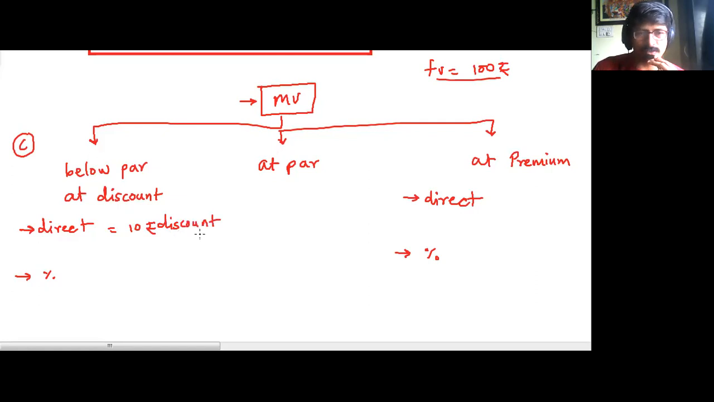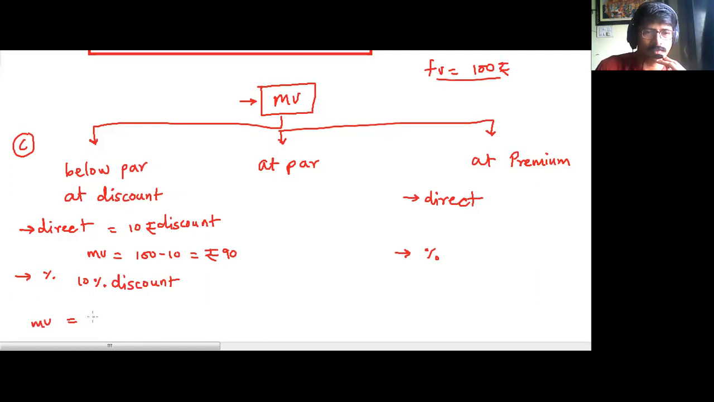So if the 10 rupees is the discount on the face value 100, then what will be the market value? Market value will become 100 minus 10, which will become rupees 90. You understood? Or it will be 10 percent discount. So what will the market value become? 90% of 100, which will again become rupees 90. Did you understand? Since it is on 100, they are the same.